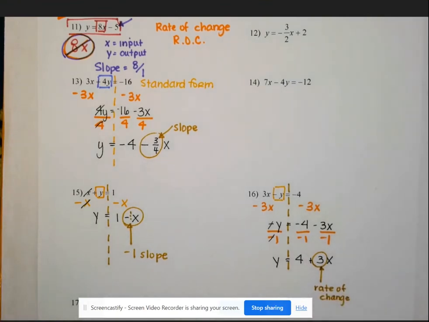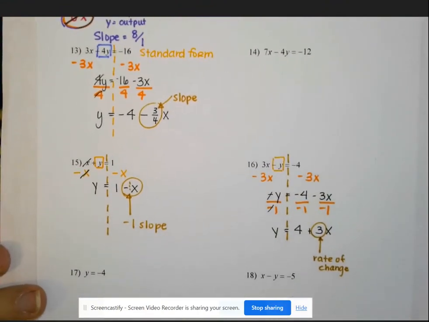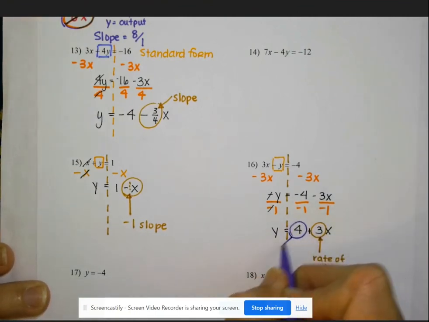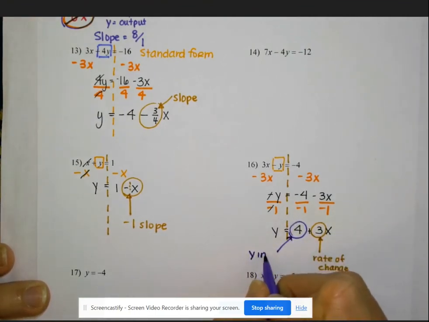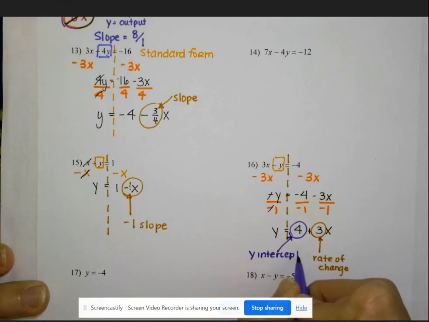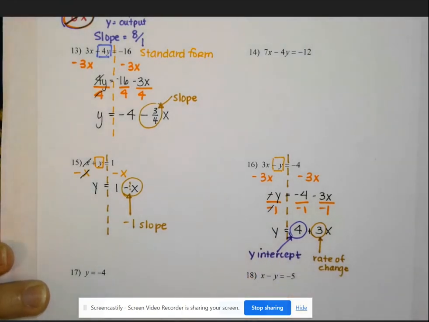So for number 16, what is the y-intercept? Good. 4 is our y-intercept, or our starting point. As a coordinate, what is our y-intercept from that equation? Good, good, good. X is always 0 at the y-intercept.